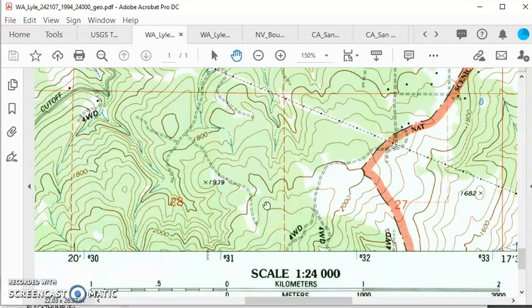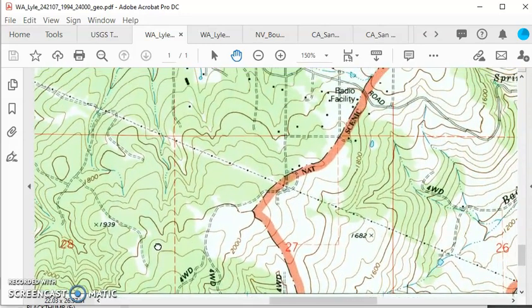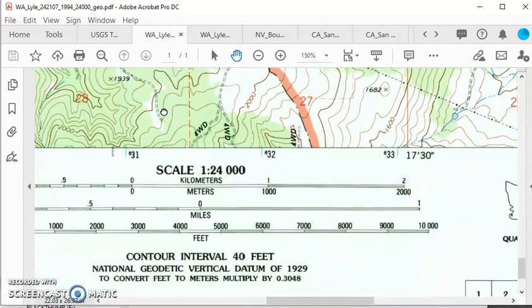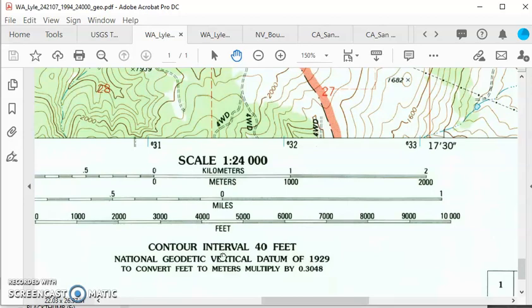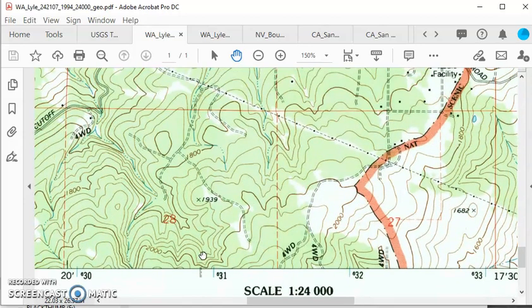Okay, so that's going to be how we calculate our contour interval. Either go to the bottom of the map and it will give it to you, or we can look at 2 index contour lines, figure out what their values are, figure out how many gaps in between, and calculate accordingly.